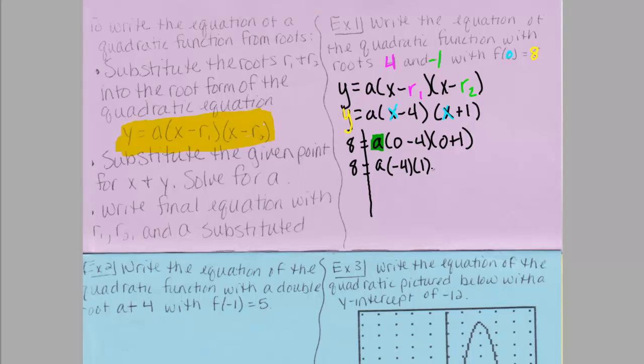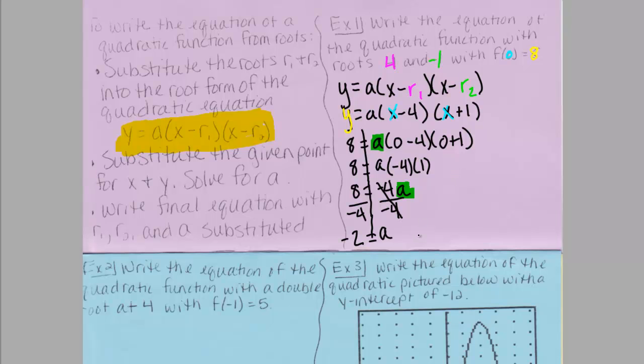Now we need to combine like terms. -4 times 1 is just -4 with our a still there. Now our a is over on the right hand side, so we need to move all things away from that a. So we are not going to divide by 8, we are going to divide by -4. These two -4's cancel, and a is then -2.